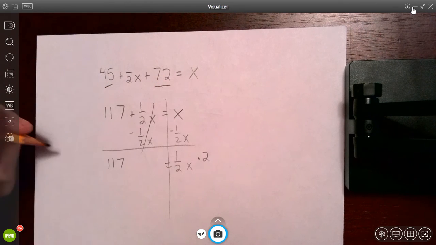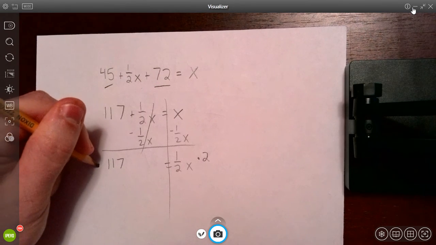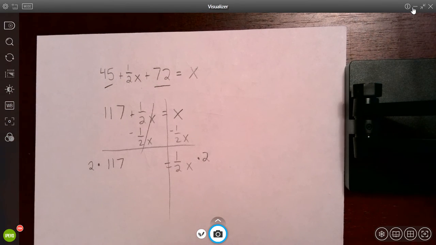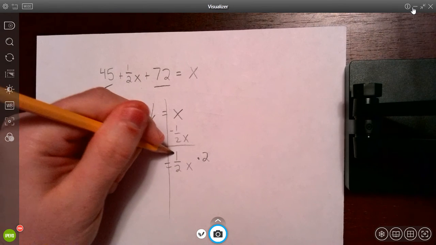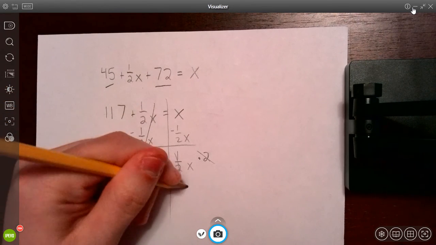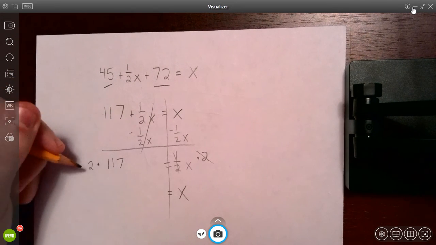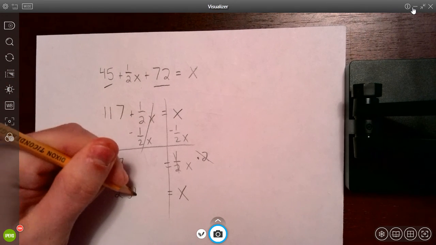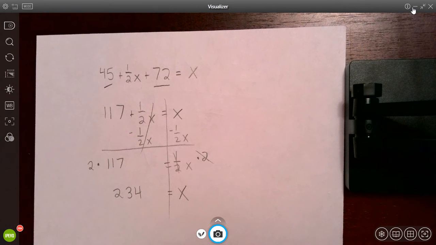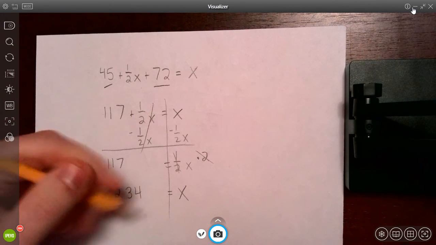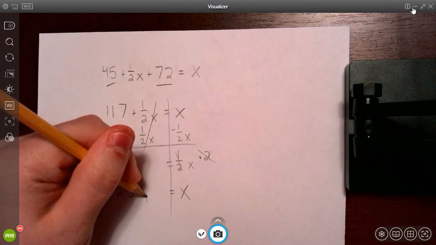I'm going to multiply this by 2, which means I need to multiply this other side by 2 as well. So when I do that, these will cancel out, and I'll have X all by itself equal to 234. So in the context of this problem, that means that the book had 234 pages.